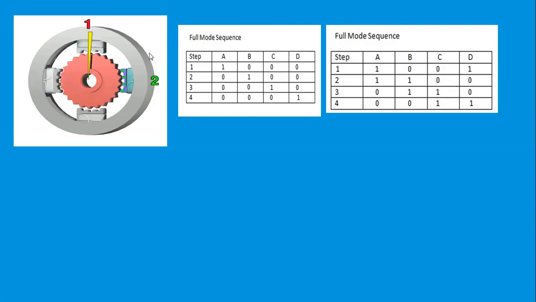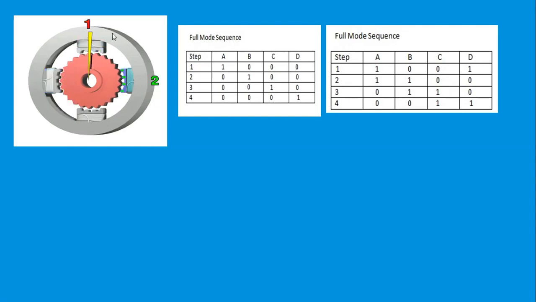In case of full mode, each stator can be energized separately. For example, if this is stator A, this is stator B, and this is stator C and D, then the sequence of energization is you have to energize A followed by B, then C and then D. Thereby the stepper motor rotor will rotate in a clockwise direction. If you want to reverse the direction of the rotor, then the sequence of energizing these coils has to be reversed. That means you have to energize D followed by C, then B and then A. Thereby you can reverse the direction of the rotor.